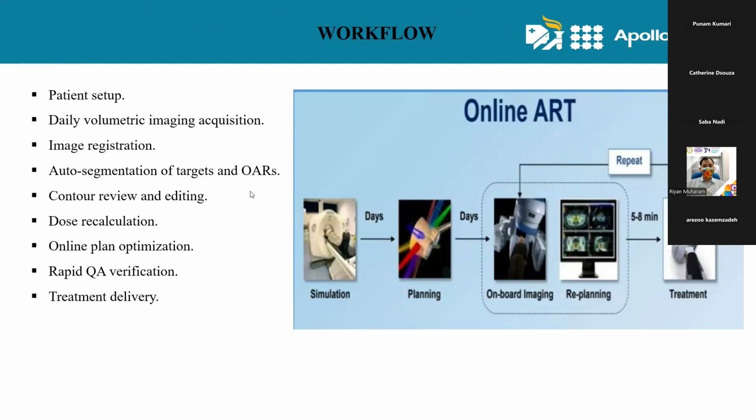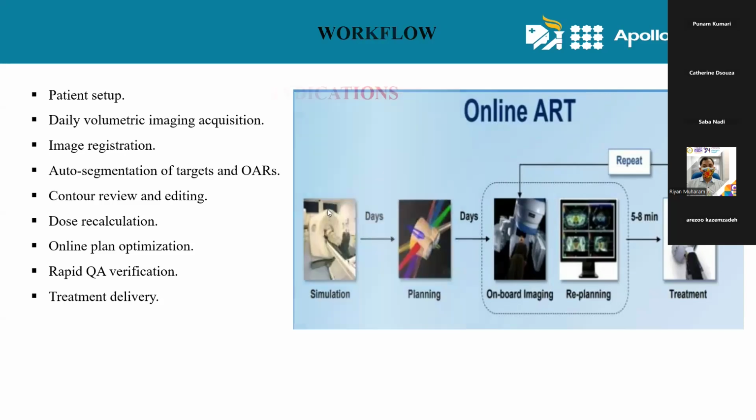In online ART, the patient first undergoes simulation and then treatment planning. Before each session, CBCT or onboard imaging is performed to assess any anatomical changes. If changes are detected, the treatment plan is adapted, re-optimized, and recalculated in real time while the patient is on the couch. The updated plan is then delivered within 5 to 8 minutes. This process can be repeated for each fraction, ensuring precise and personalized treatment delivery for the patients.